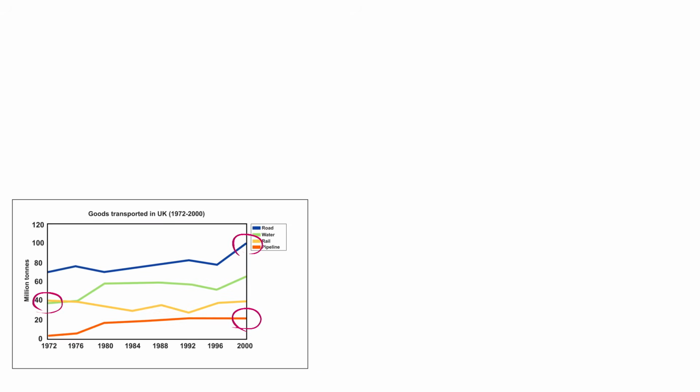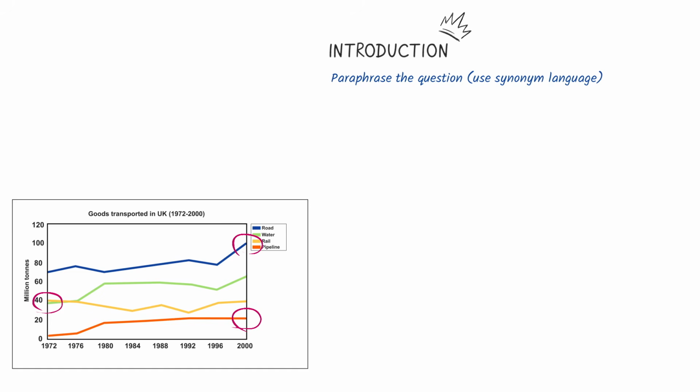Now, let's start writing our introduction, which is very important. In the introduction, we basically paraphrase the question. We restate the question. Sometimes we change the word or the sentence order, all right? We use synonym language in order to demonstrate our ability in knowing a wide range of vocabulary, all right? So we'll start with writing like this.